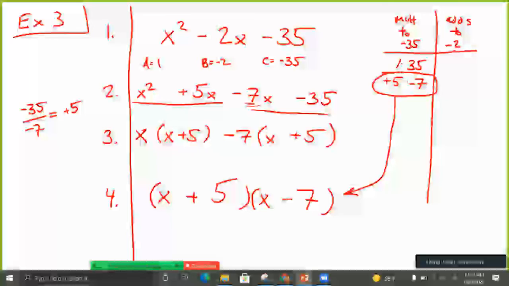But plot twist, one of them has to be negative because of this. Any number times another number, if they equal a negative when I multiply them, a times b, that means one of these has to be negative. And so I know, okay, I just found 5 and 7. Those multiply to make negative 35. But how do I know which one I want to be negative?